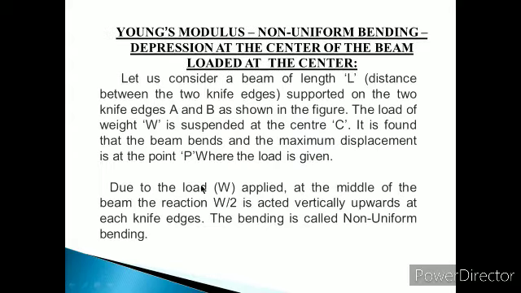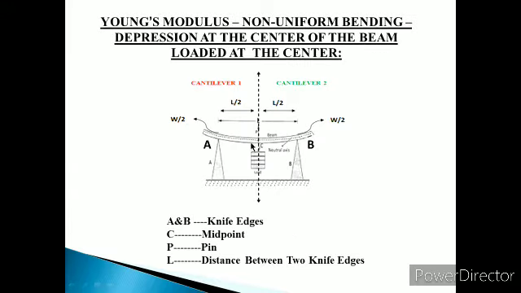Due to the load W applied at the middle of the beam, the reaction W/2 acts vertically upwards at each knife edge. The bending is called non-uniform bending. That means we have to apply the load at the center. This is the action. The reaction takes place at the two ends, that is A and B. That W action is split into two: one is W/2, another one is another W/2.